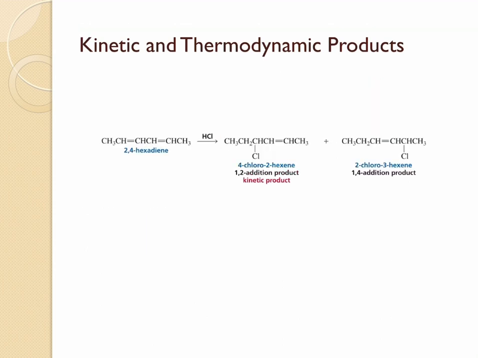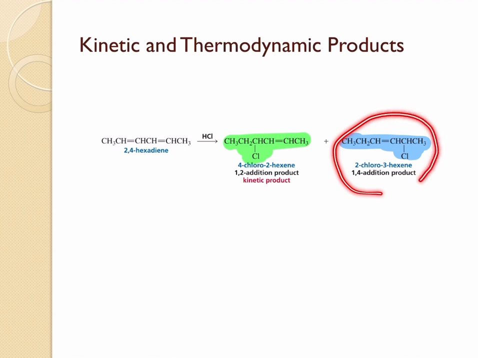Here is one more example. We have 2,4-hexadiene, which reacts with HCl in an electrophilic addition reaction, in which case it forms two different products: a 1,2 addition product and a 1,4 addition product. When we compare the stabilities of these two compounds, we can see that both are disubstituted alkenes and have pretty much the same stability. So here again, we cannot say that the 1,4 addition product is the thermodynamic or the stable product.